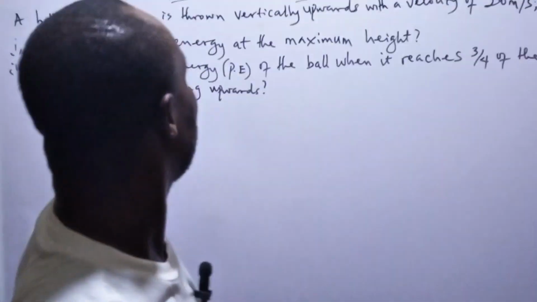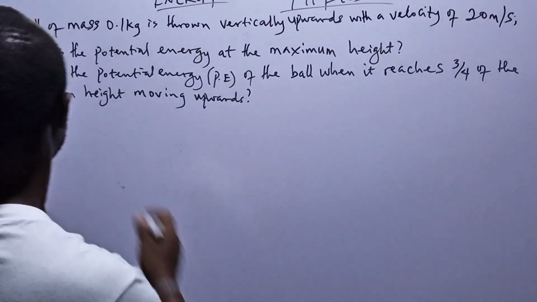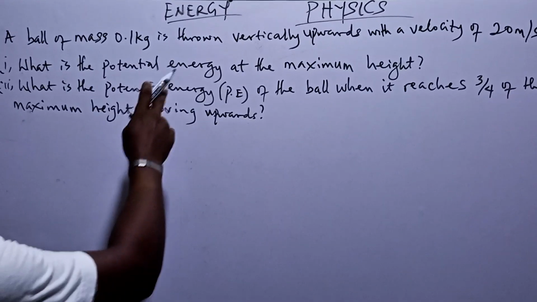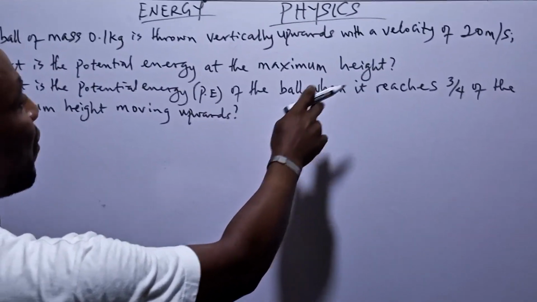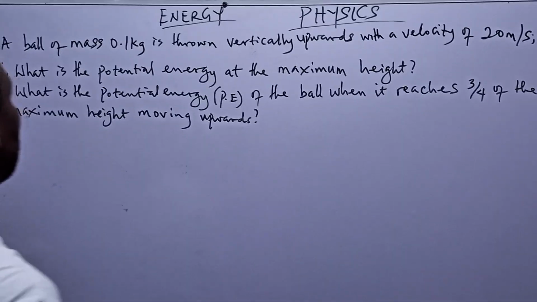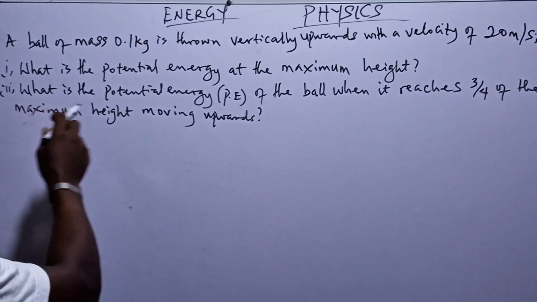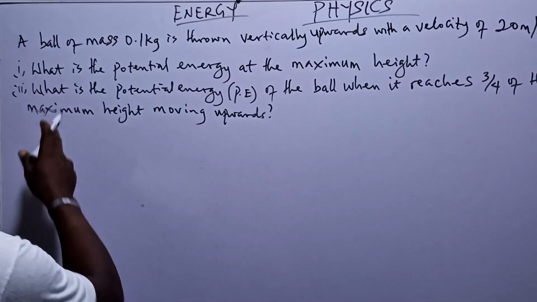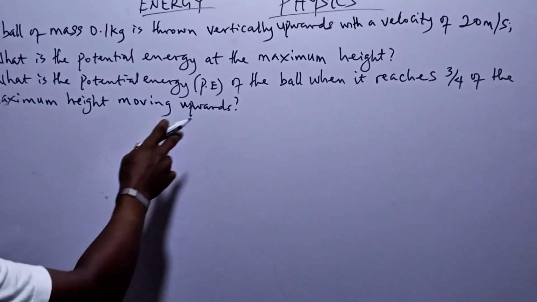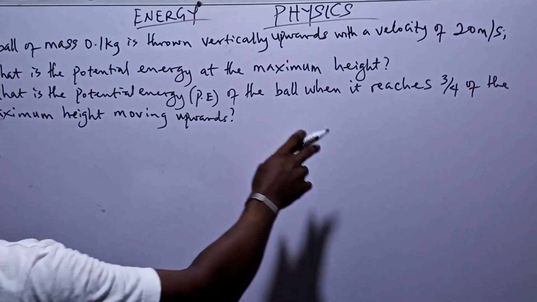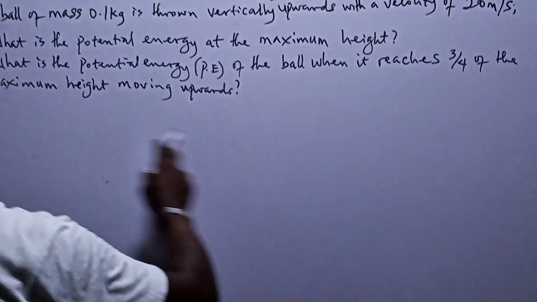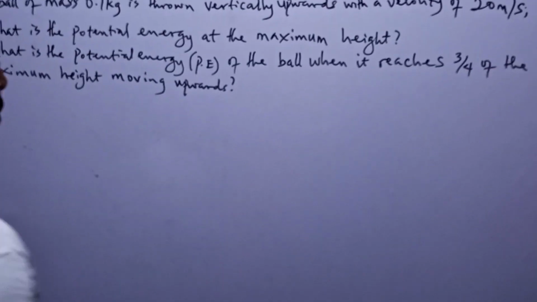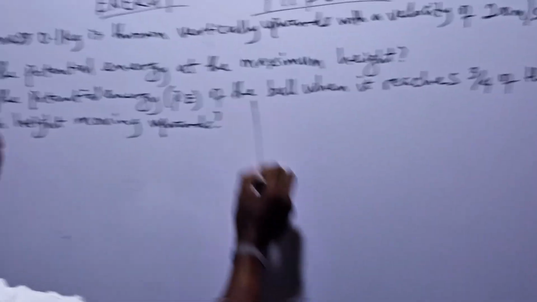Okay, we have here on energy that a ball of mass 0.1 kilogram is thrown vertically upwards with a velocity of 20 meters per second. One, what is the potential energy at the maximum height? Two, what is the potential energy PE of the ball when it reaches 3/4 of the maximum height moving upwards? Let's see how this goes.